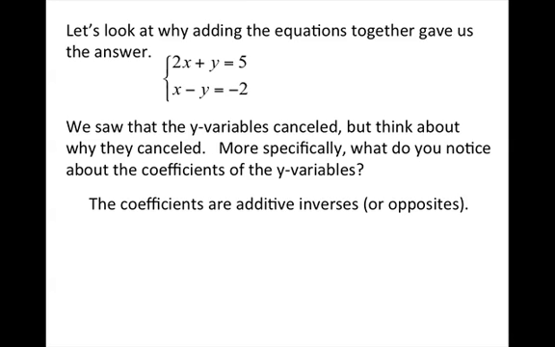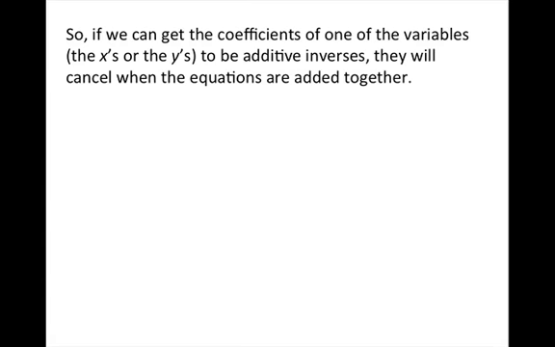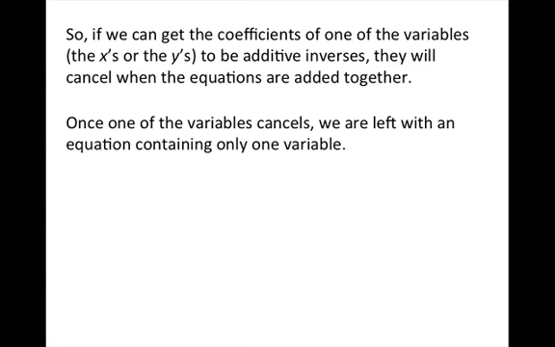So 5 and a negative 5 are opposites. If I add them, I'm going to get a 0. Negative 3 and 3 are opposites. If I add those, I'm going to get a 0. So opposites are just the same number with opposite signs. So if we can get the coefficients of one of the variables, either the x or the y, it doesn't matter, if we can get these to be additive inverses or opposites, they're going to cancel when the equations are added together. So that's going to be our goal.